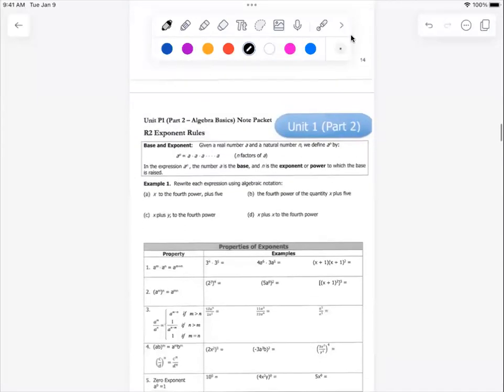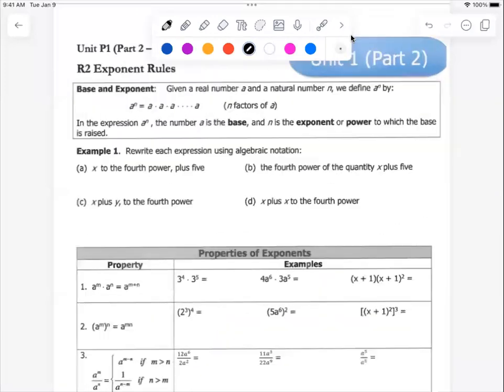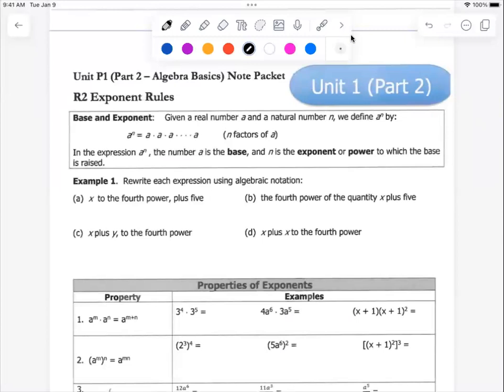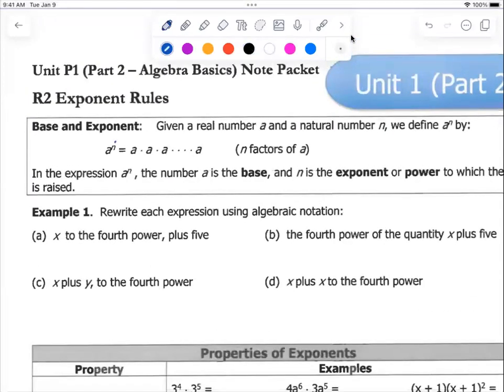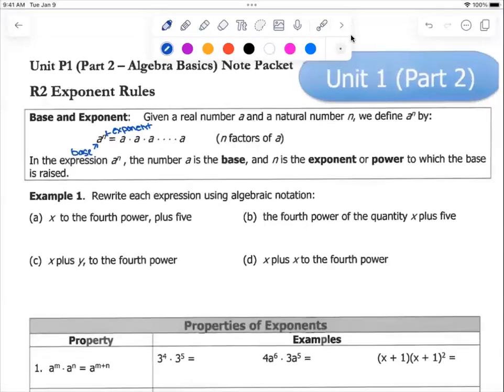All right, so let's go ahead and start our Unit 1, Part 2. So it's still algebra review. There's just a lot of topics to review from Algebra 1 and 2. Next, we're going to take a look at exponent rules. We've talked a little bit about exponents anyways, but this is your exponent here. Here is your base. And the exponent's going to tell you how many factors of your base you have that you're multiplying.